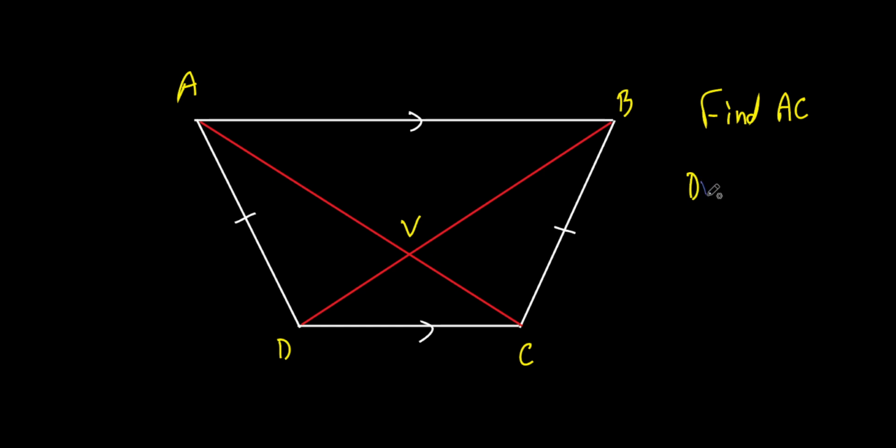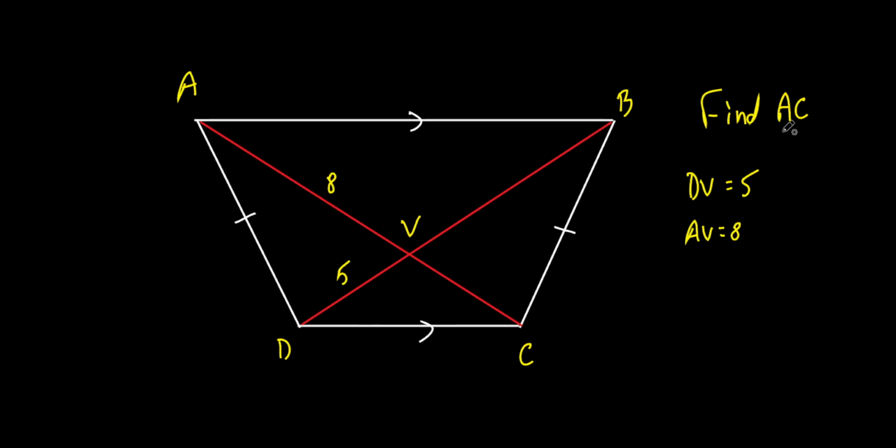DV. Let's just put it on here. I don't know. Let's just make something up. Let's say that's 5. Is that all right? So DV is 5. And AV is, I don't know. Let's go 8. Is that all right? Okay, so AV is 8.